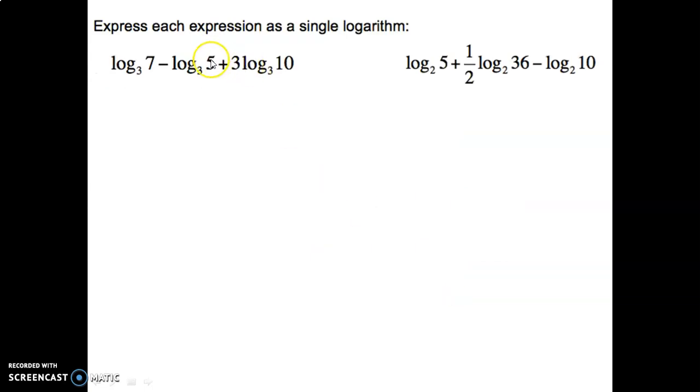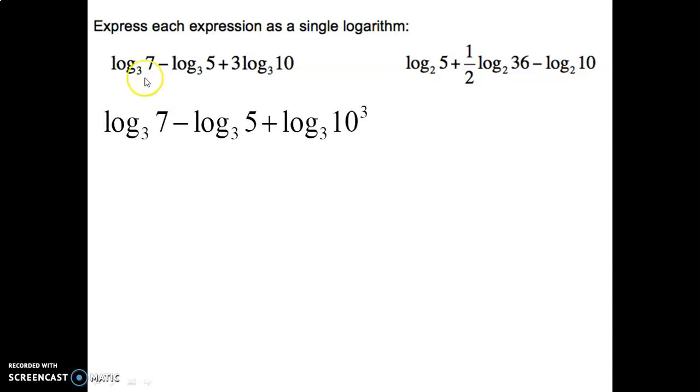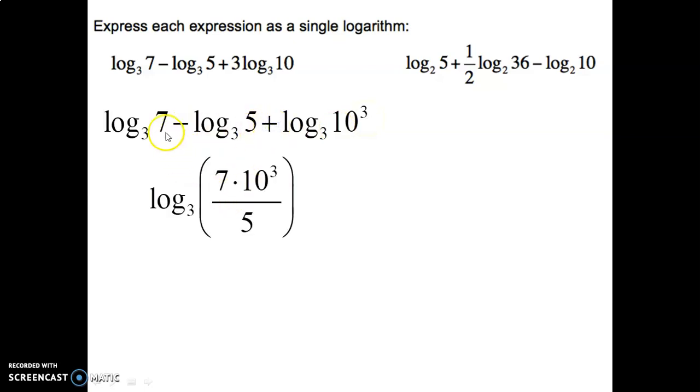Okay, next one. Now take these and express them as a single logarithm. Okay, first one, we can see that 3 jumped up to that exponent. Then I see subtraction here, addition here. So addition means all those things that are positive are going to be in the numerator, and all the things that are negative logs are going to be in the denominator. So the 7 and the 10 cubed are here, and that 5 is here. That can be simplified further maybe, but I'm just going to leave it like that. We could have multiplied and divided by 5, but let's leave it.